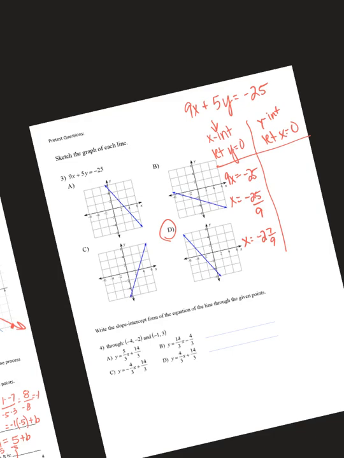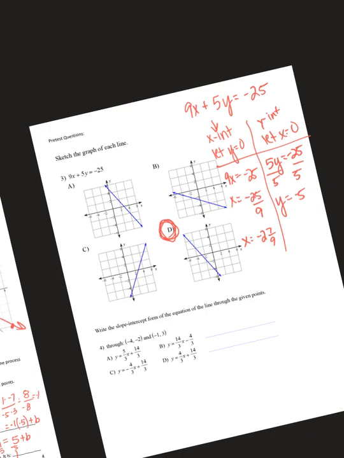So for the y-intercept, we need to let x equal 0. So 9 times 0 is 0, and that leaves us with 5y equals negative 25. And so when we divide by 5, we get y is equal to negative 5. And so our y-intercept is negative 5. So it does look like D is our final answer.